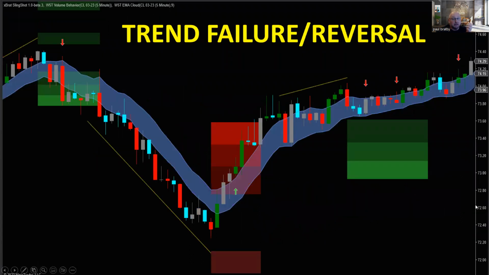So trend failure is one of the things, the other side of the coin as well, because trends fail. So market conditions change, and there's various reasons for that. It could be something to do with a big surprise in economic data. And what you see here is this is oil. You can see xBrat slingshot 1.0 beta 3. So again, we're 9 months in and we're on beta 3 right now. But it's fully functioning. We just need to fine tune it.